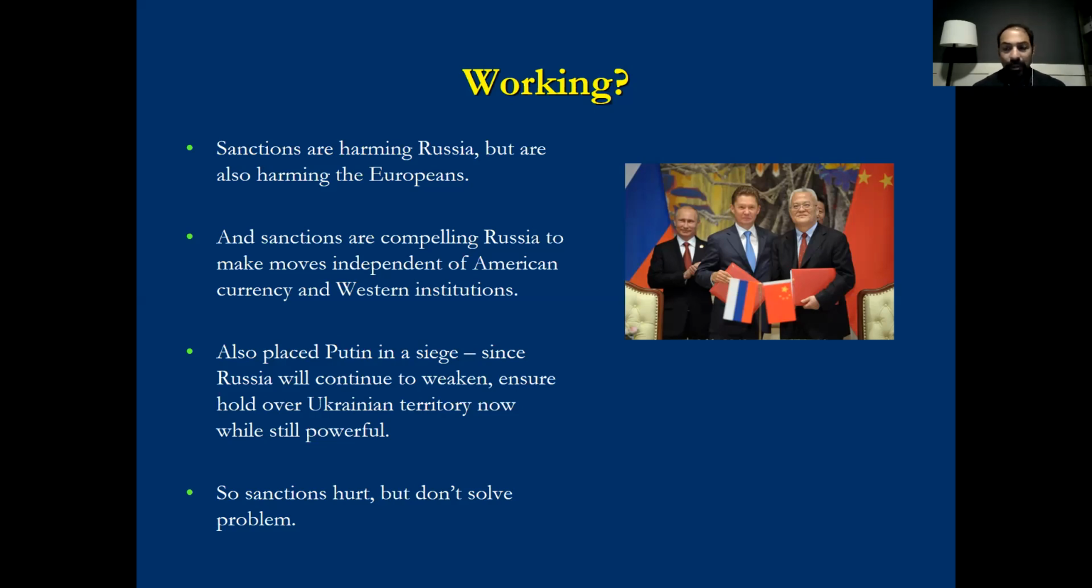It's become a lot harder, but they'll have to find another way to settle those trades. And so what we're seeing Russia doing is trying to make moves to operate outside of American currency, outside of American dollars, and outside of Western institutions. It's also placed Putin in a sense of siege, right? Since Russia is going to continue to weaken under sanctions, there's going to be an incentive to hold on to what gains he has in Ukraine. So sanctions are hurting Russia, but they won't necessarily solve the problem entirely.